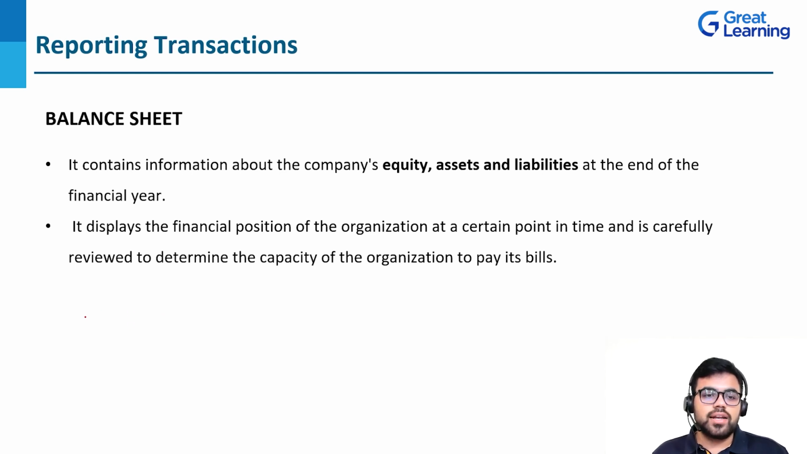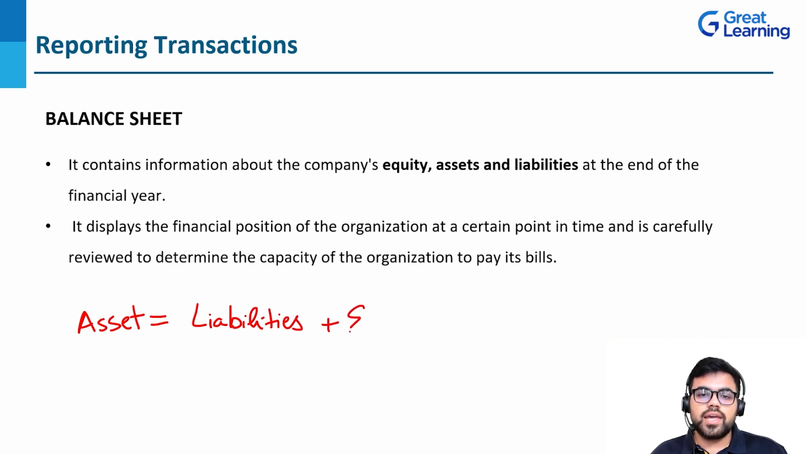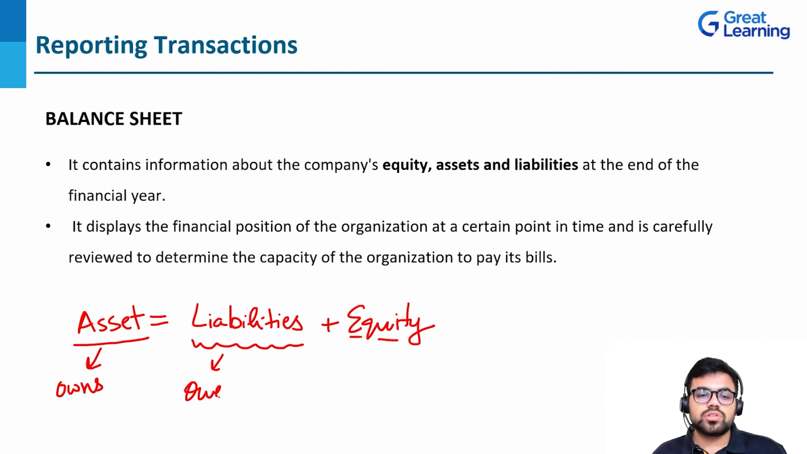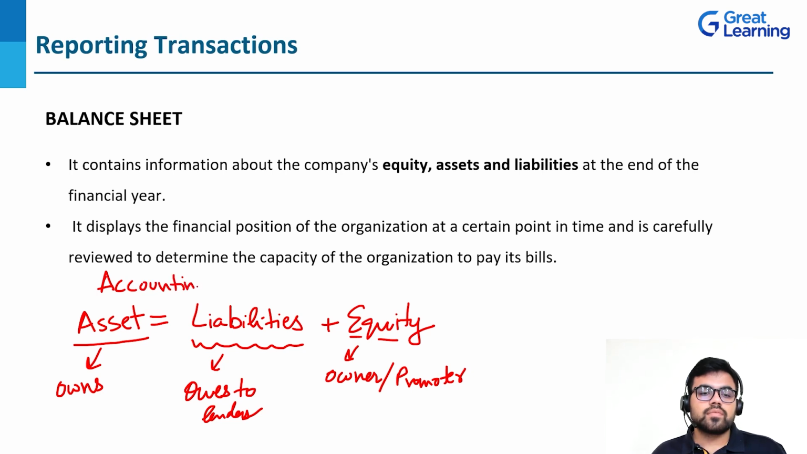So the accounting equation states that assets are equal to liabilities plus the equity. Now, what does this mean? This means that the assets that the company owns are equal to the liabilities, or what the company owes to its lenders, plus the equity of the owner or the promoter of the company. Okay, so this is called an accounting equation. This is a really important point to be noted: assets equal liabilities plus equity.